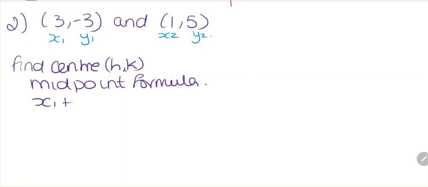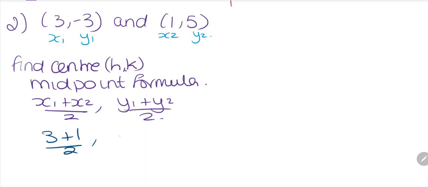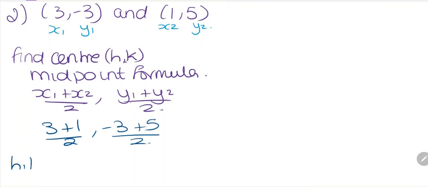So (x1 plus x2) divided by 2 and (y1 plus y2) divided by 2. So we have (3 plus 1) divided by 2, and we have (minus 3 plus 5) divided by 2. So h and k: 3 plus 1, 4 divided by 2 is 2, and 5 minus 3 is 2 divided by 2 is 1. So our hk values are 2 and 1.